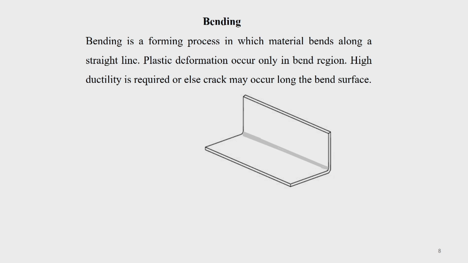Bending is a metal forming process in which the material bends along a straight line. See, for example, it was a single sheet, but you just kept on bending. So now you are getting maybe 90 degrees or whatever degree you can get. During the bending, there is going to be plastic deformation only at the bend region. Other places there is no plastic deformation.